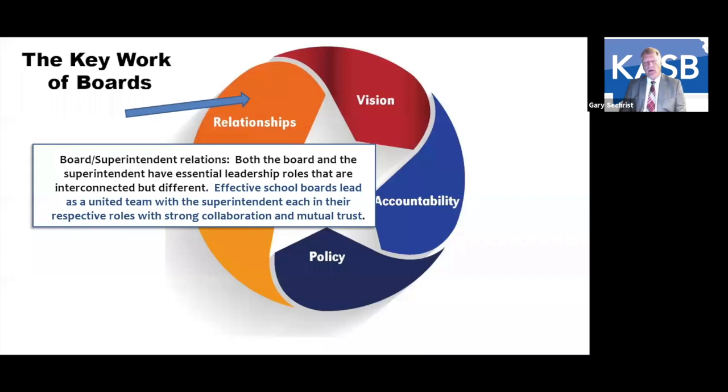Does the board allow the superintendent the autonomy to make the decisions that are necessary on a day-to-day basis to reach your goals? So as a reminder, many of you have seen this, the board and the superintendent share goals, but you have different roles within that on how to achieve them.